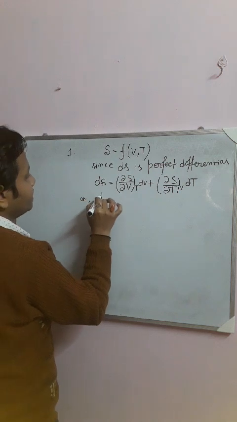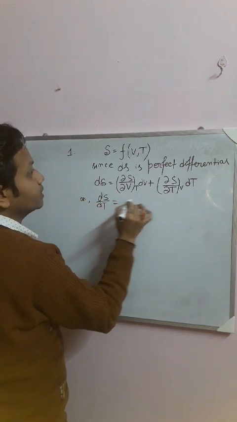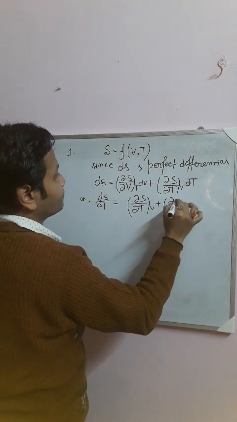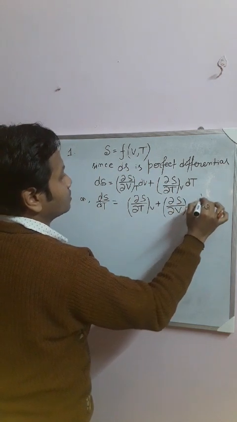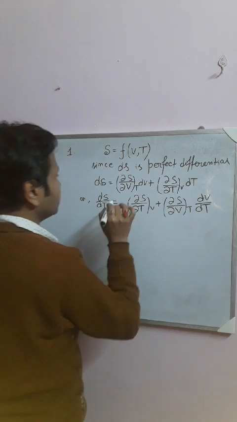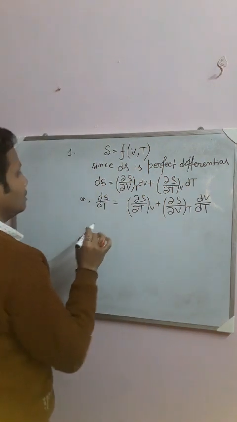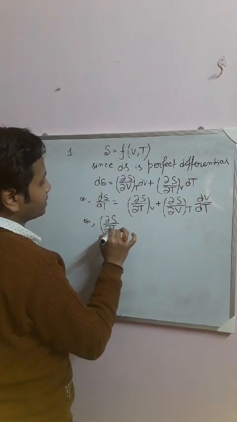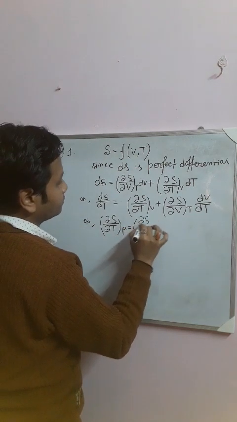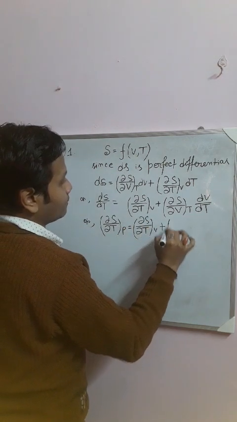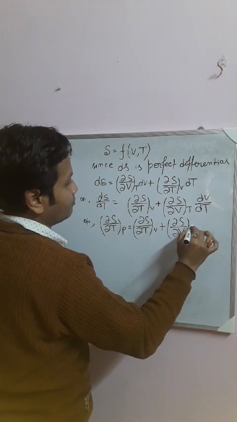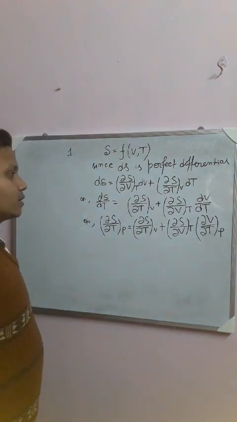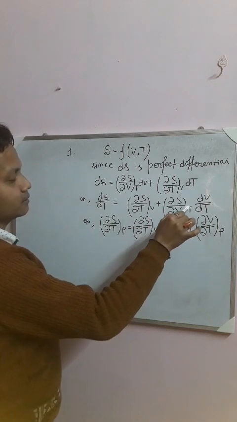So what will be my dS/dT? My dS/dT will be del S del T at constant volume plus del S del V at constant temperature times dV/dT. Now, if we assume constant pressure, this can be written as del S del T at constant pressure equals del S del T at constant volume plus del S del V at constant temperature times del V del T at constant pressure.